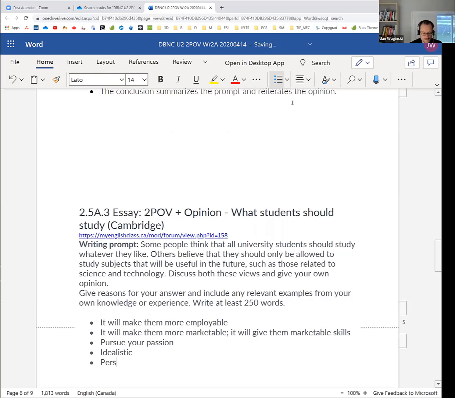So you all know persuade, but the opposite of persuade is dissuade. Dissuade someone from pursuing a goal. Dissuade someone from pursuing. So it's persuade someone to pursue, dissuade someone from pursuing.